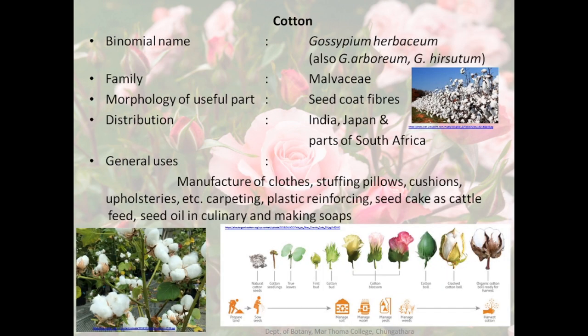Another important fiber yielding plant is cotton. The binomial name is Gossypium herbaceum. It is the commonly cultivated variety. Some other forms like Gossypium arboreum, Gossypium hirsutum are also used for the production of cotton. Gossypium arboreum is very common in Kerala. It is a tree which is normally used in household for preparing pillows and mattresses. It belongs to the family Malvaceae. It is the same family as that of hibiscus.